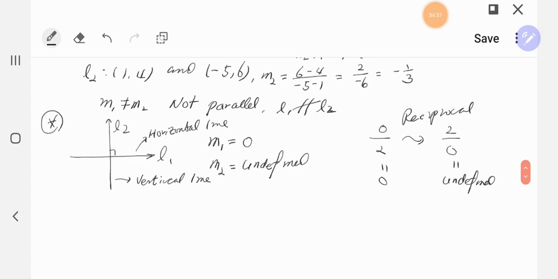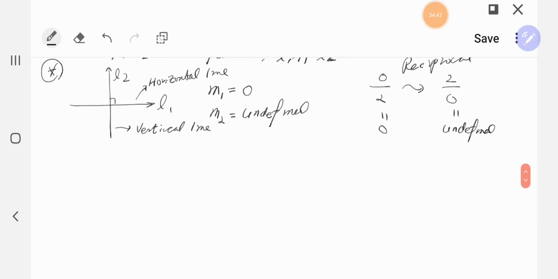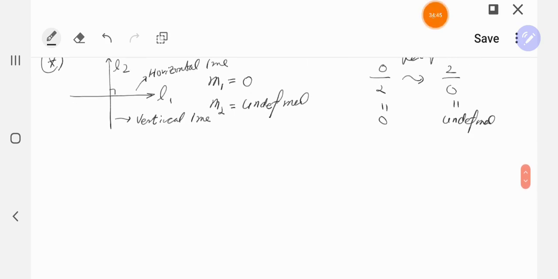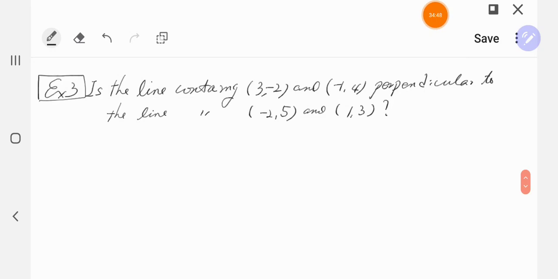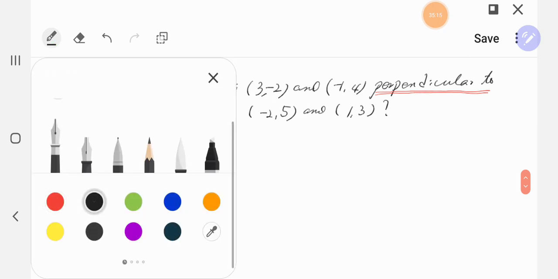So negative reciprocal. So this is a special case. Let's try the next example. Example 3 is: is the line containing these 2 points perpendicular to the line containing the other 2 points? It's asking whether two lines are perpendicular, right? If two lines are perpendicular, then what's the condition? The product of the two slopes is -1, or one of the slopes is the negative reciprocal of the slope of the other one.